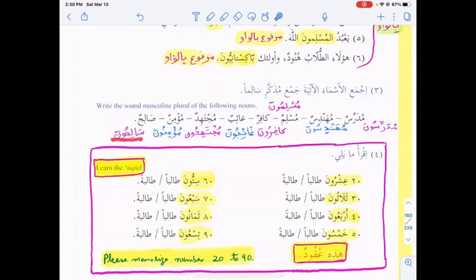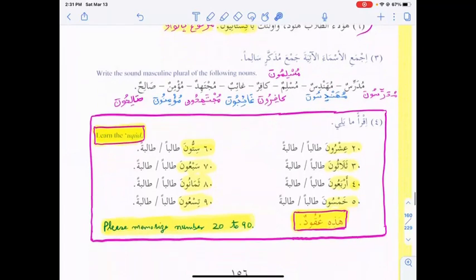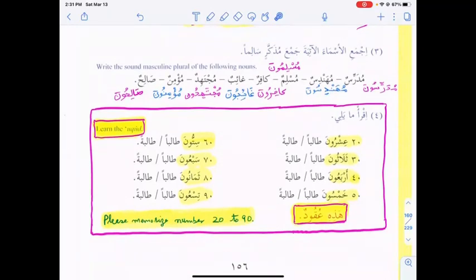Mujtahidun, Mujtahiduna. Mu'minun, Mu'minuna. Salihun, Salihun. Again, I did a boo-boo here. Salihuna. Do it, my brothers, at home and say it loudly to yourself. Now, learn the ukud. This is what I was telling you. Please memorize number 20 to 90. Memorize it. Memorize it, brother.